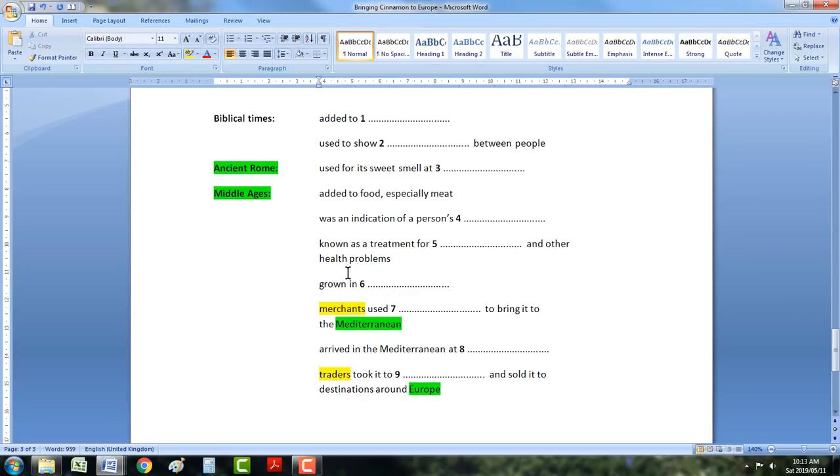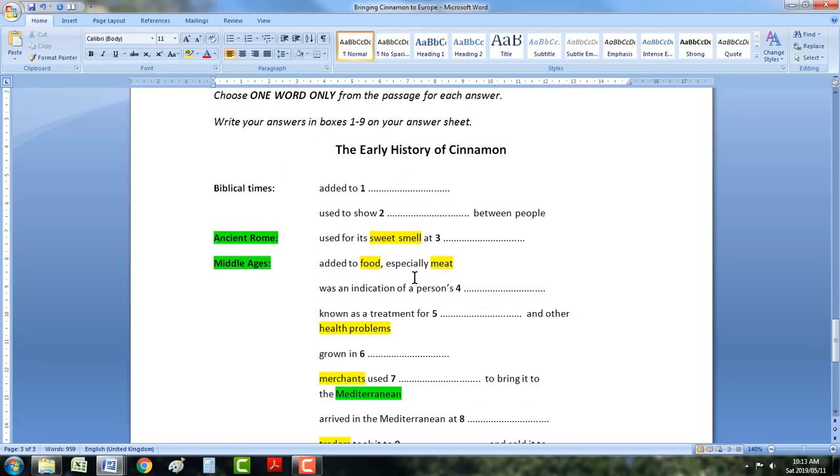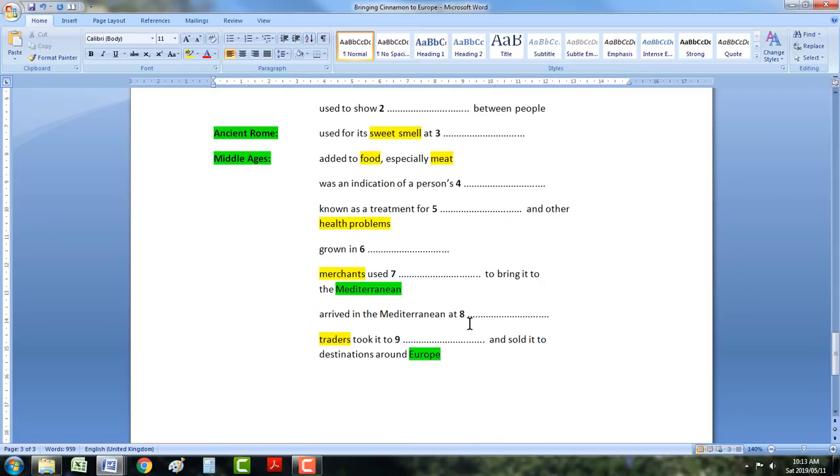Grown, it's a verb, maybe later. Treatment, I like this. Health problems. Indication, no. Food is quite good. Especially meat. This is a nice word because now we're talking about specific things. Definitely meat. Sweet smell. It's not common to talk about a sweet smell. People, no. Added, no. Used, no. Nothing like that. So let's go then and try and find these.